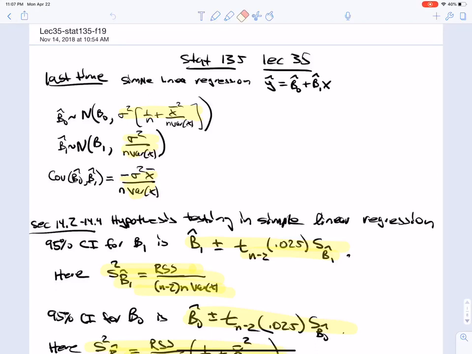Hello, it's Stat 135, Lecture 35. Last time we talked about simple linear regression, and we saw that beta 0 hat and beta 1 hat are normally distributed, unbiased estimators with the variance shown in the highlighted formula. The covariance is also given here.